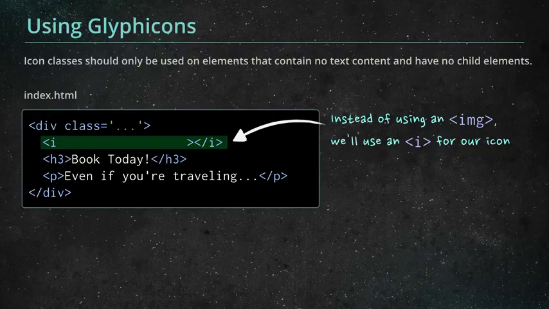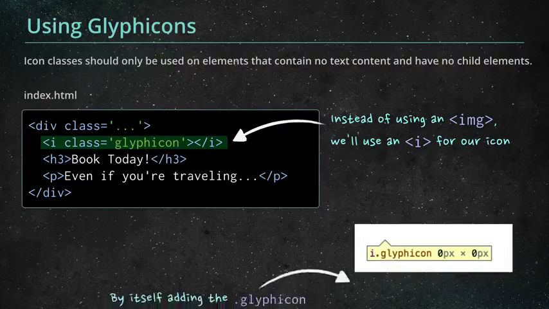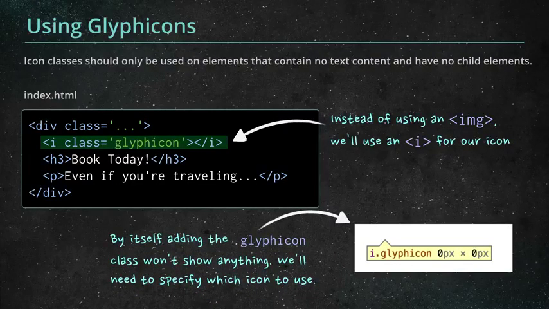well. We need for this element to use the Glyphicons font rather than that Helvetica Neue font like the rest of our page. To do that, we'll add in a class of Glyphicon to this element. If we open this up and view it now, we're not really seeing anything. In order for an icon to show up, we'll still need to specify which icon we want to use.